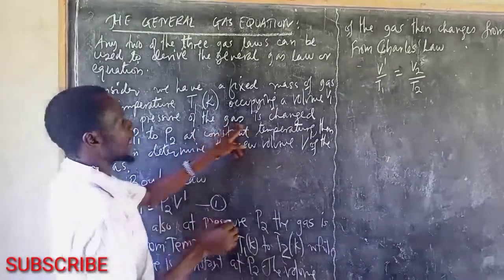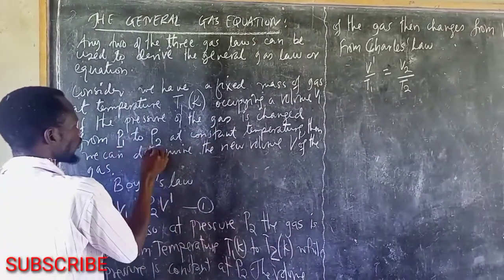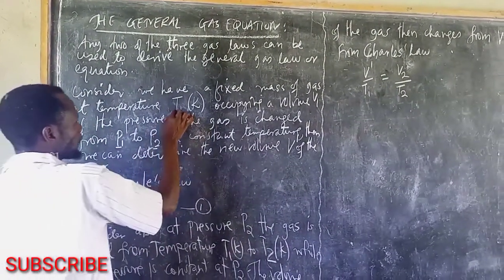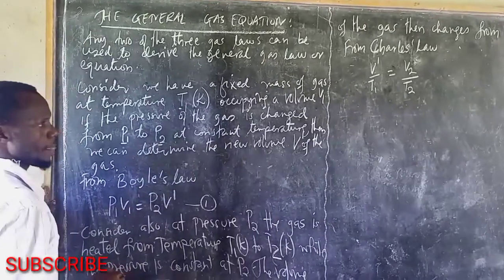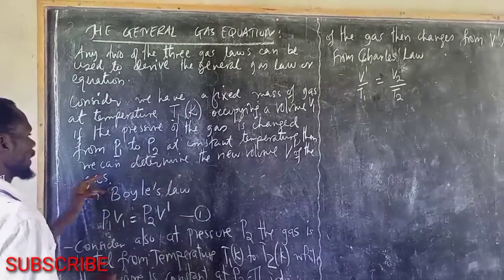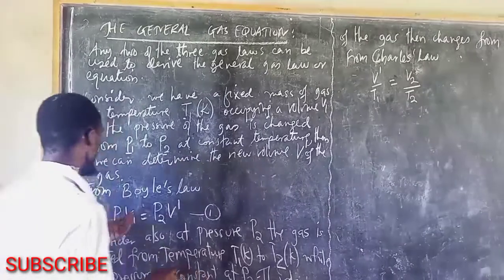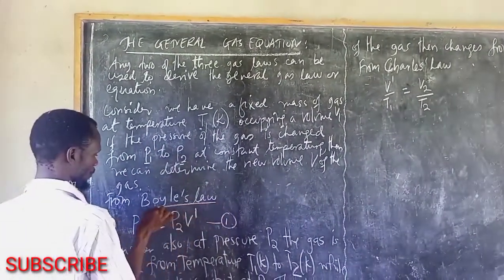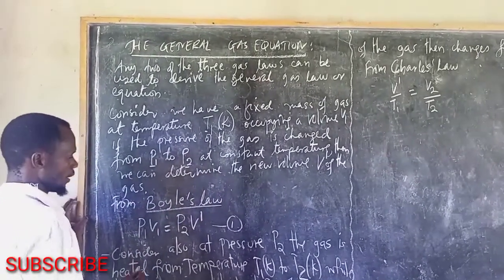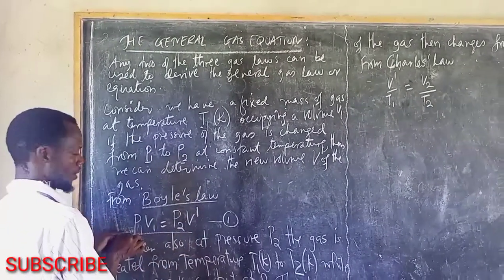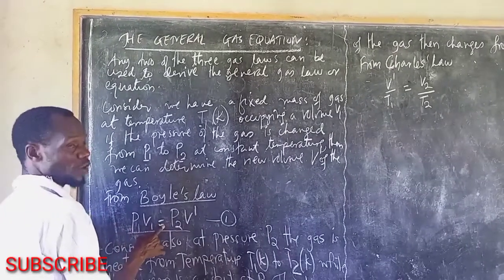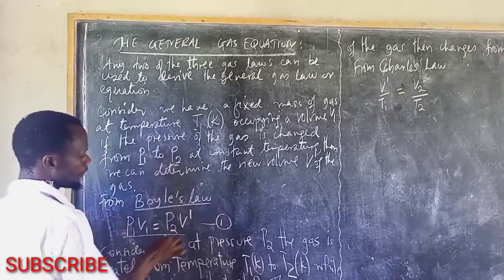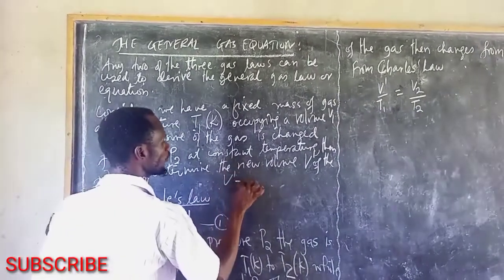If the pressure of the gas is changed from P1 to P2 at constant temperature, when we are talking about temperature being constant, then we have to determine the volume. Now, if you look here, what comes from Boyle's law? Boyle's law: P1 V1 is equal to P2 V naught. This means this is the new volume.